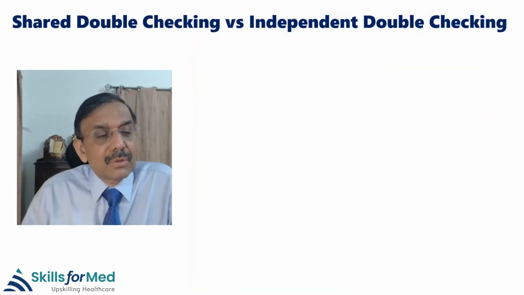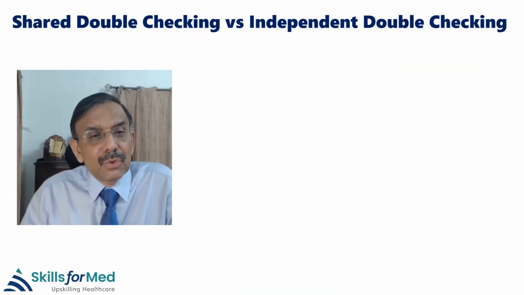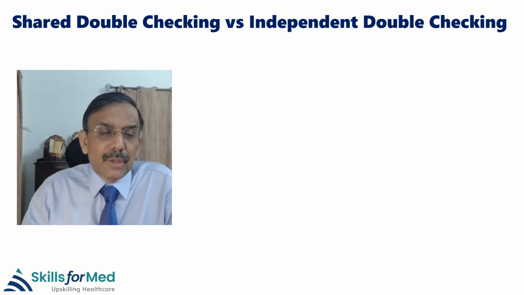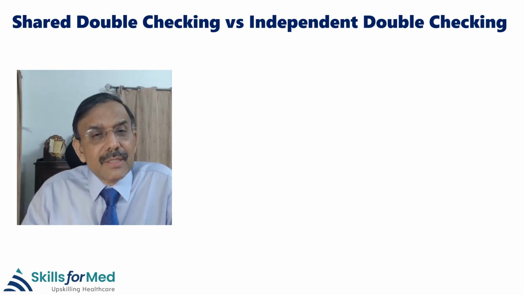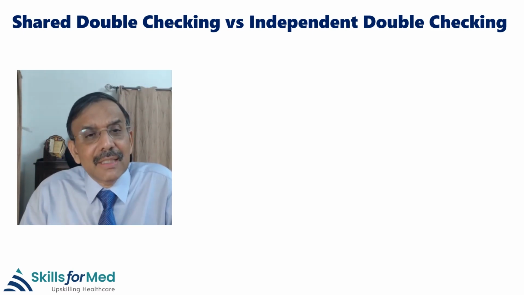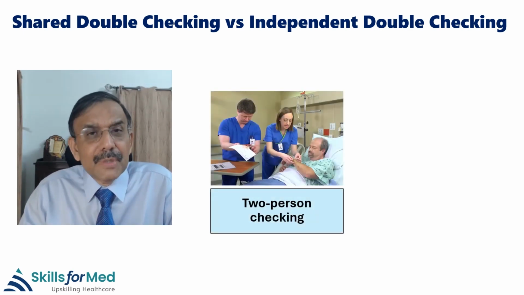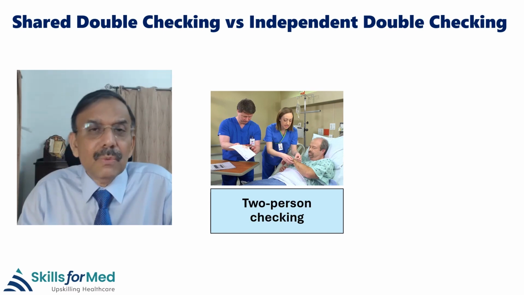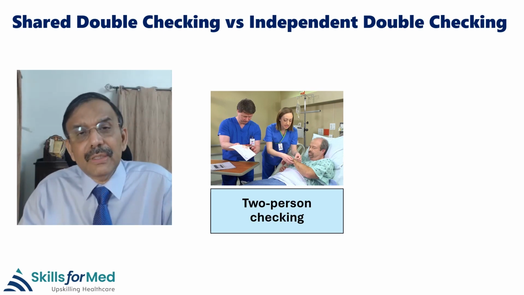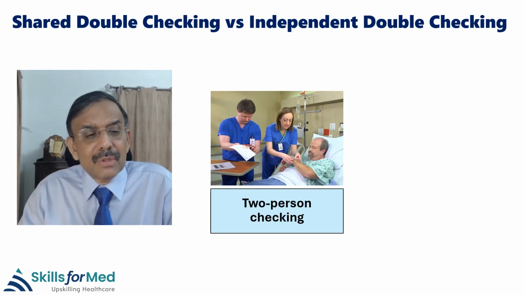The other thing you can do to reduce medication errors is double checking. One thing I wanted to point out here is there are two ways you can actually double check: shared double checking and independent double checking. So what is the difference? Shared double checking is what we usually do. There are two people. One person reads out all the details and the other person checks. So this is shared checking.